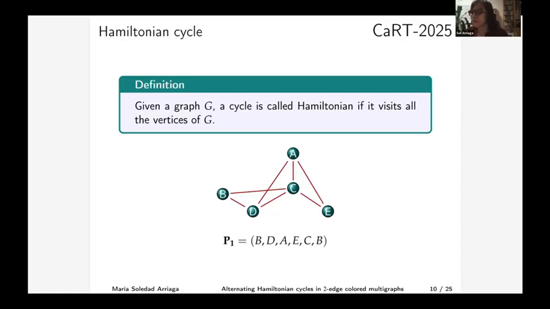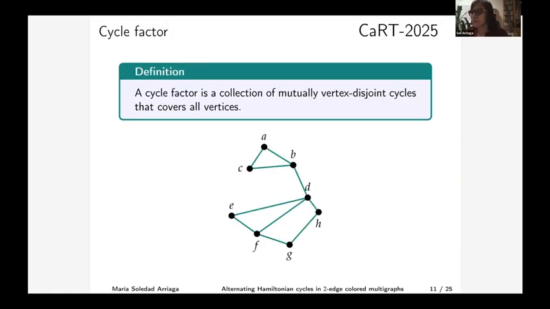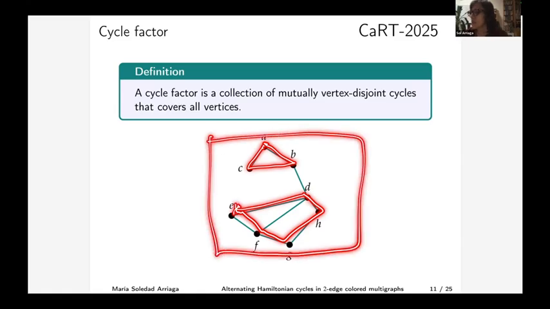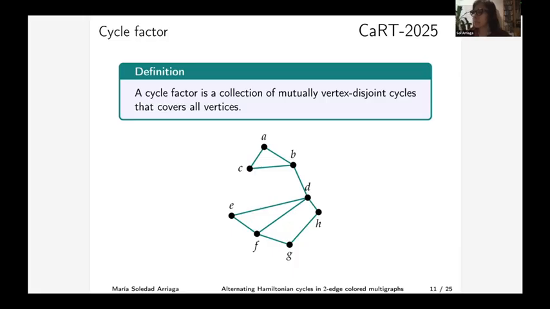Okay. Another definition is this. A cycle factor is a collection of mutually vertex disjoint cycles that covers all vertices, like this one. This is a cycle, and we have here another cycle. They are vertex disjoint, and together they cover all the vertices. So this is a cycle factor with two cycles.